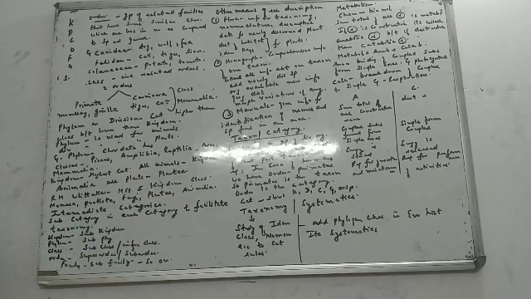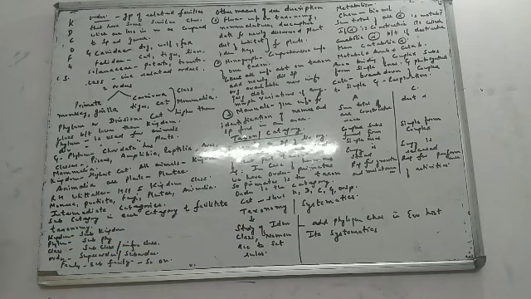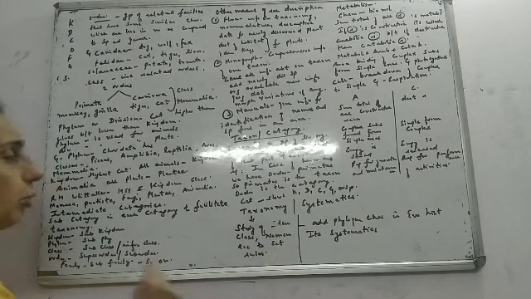Another difference is between taxonomy and systematics. It's very easy. Study of identification, classification and nomenclature according to set rules is what we call taxonomy. What is taxonomy? It is a study of identification, classification and nomenclature according to set rules. But remember, only three things are written. What is it? Identification, classification and nomenclature.